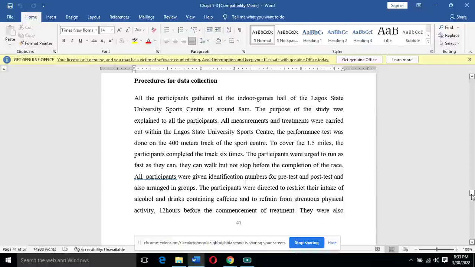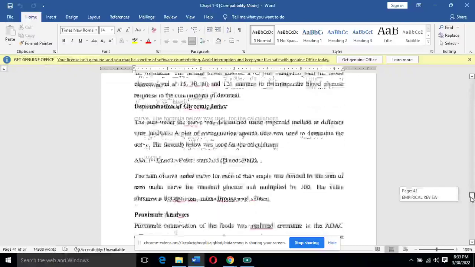If your research is in arts or humanities, most of those in arts, you don't do anything experimental. They usually use secondary data. In that case, you will tell us how you were able to obtain your data. Maybe you went to CBN to collect their records from 1999 till date. Maybe you went to the National Bureau of Statistics to get the data. You must tell us where and how you were able to get that data, and state that this is the procedure for data collection.